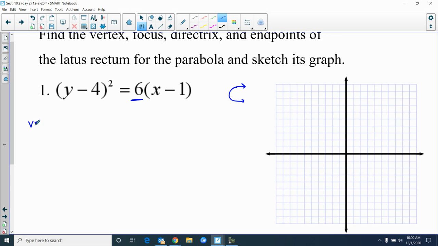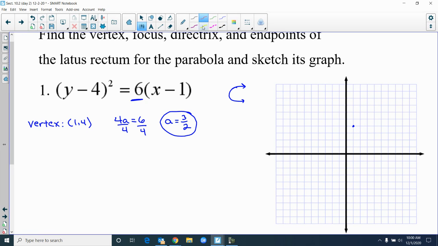The vertex we can pull out from the equation. So it's going to be 1, 4. And now to figure out what the a value is, 4a is always equal to that constant. So 4a equals 6, which means a equals 6 over 4, or a equals 3 halves. Okay, for that one, our vertex is 1, 4.